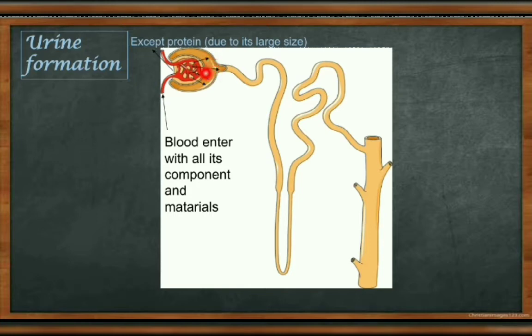Now when the material goes inside the Bowman's capsule, all the material comes from the glomerulus to the Bowman's capsule. These materials are transferred to the PCT. Now first you see this transfer. When the material is transferred to the PCT, some functions will be there. You can see it very clearly.